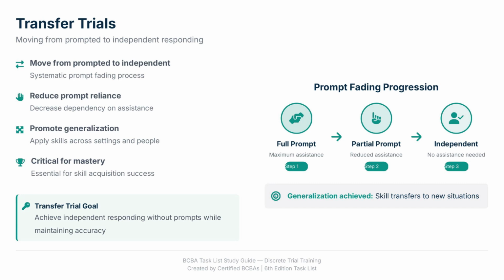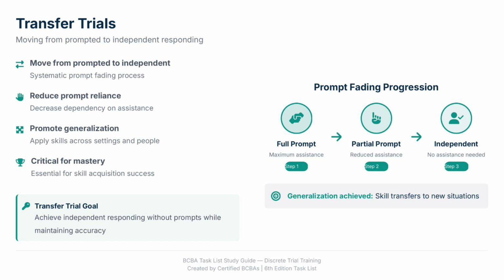Transfer trials are where we begin to shift from prompted responding to independent responding, which is essential for true learning. The goal of a transfer trial is to reduce reliance on prompts while maintaining accuracy. This is done through a process called prompt fading, where the level of assistance is gradually decreased over time.